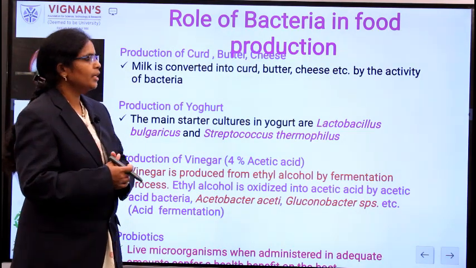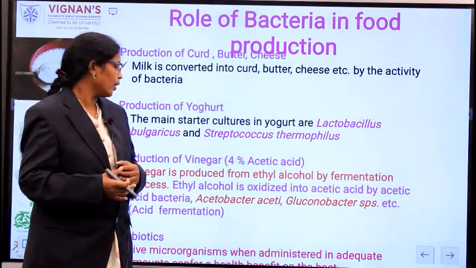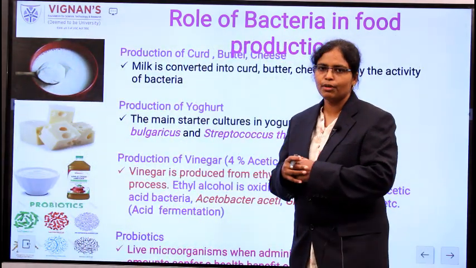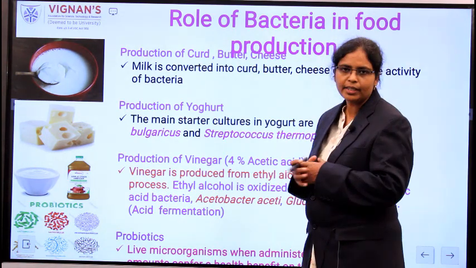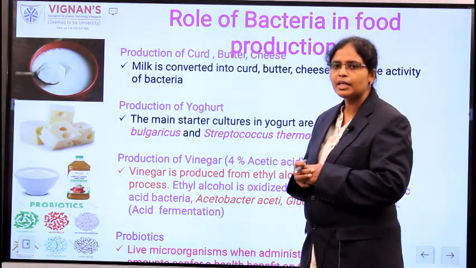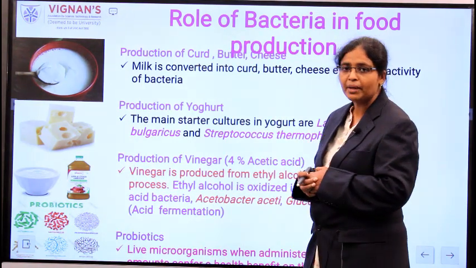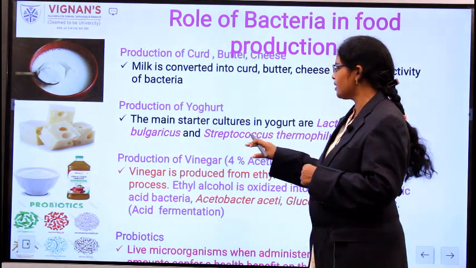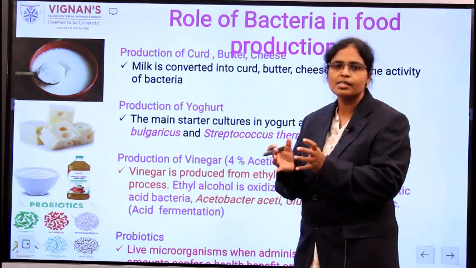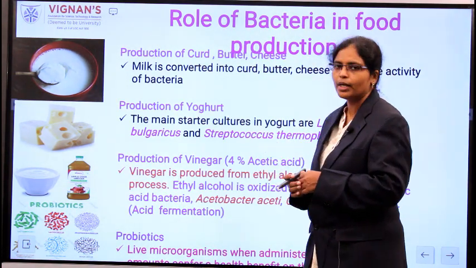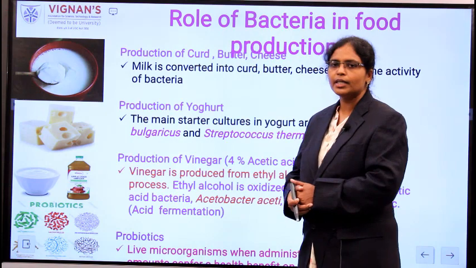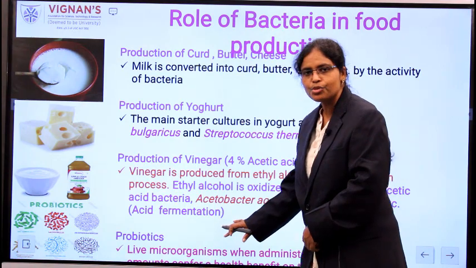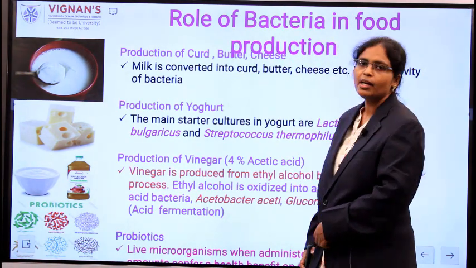And another application is in food production, food and dairy products. Every day we are consuming various food products in our home. Curd, butter, all contain bacteria. What are those bacteria present in the milk and curd? Lactic acid bacteria. They are beneficial to our health. And production of yogurt: Lactobacillus and Streptococcus cultures are used as starter cultures for production of yogurt. And another product, that is vinegar. It is produced from ethyl alcohol by a fermentation process. And the bacteria used are Acetobacter and Gluconobacter species.